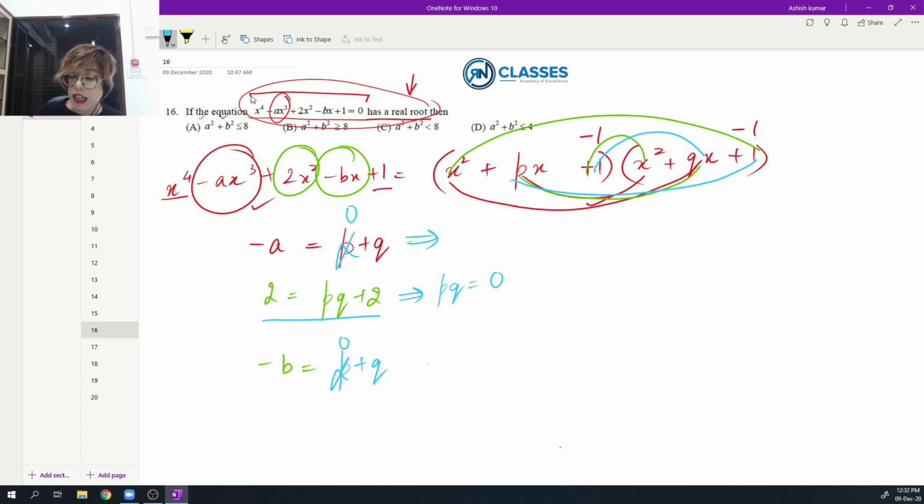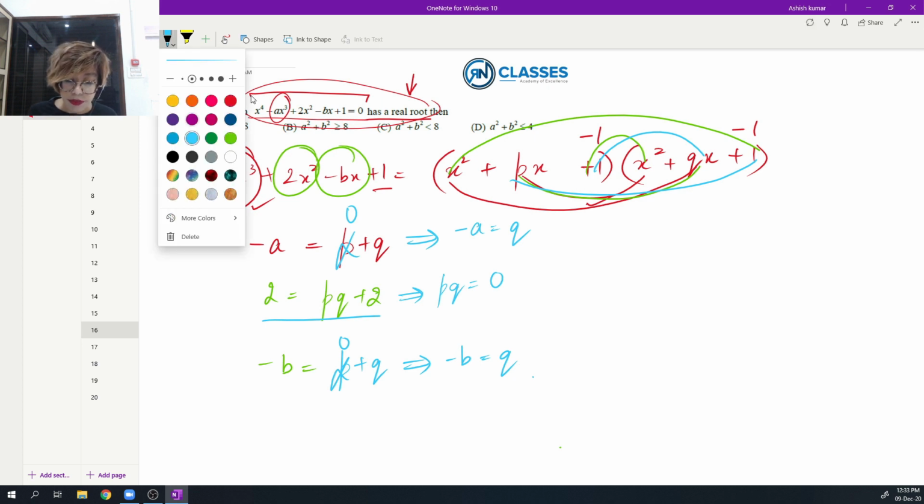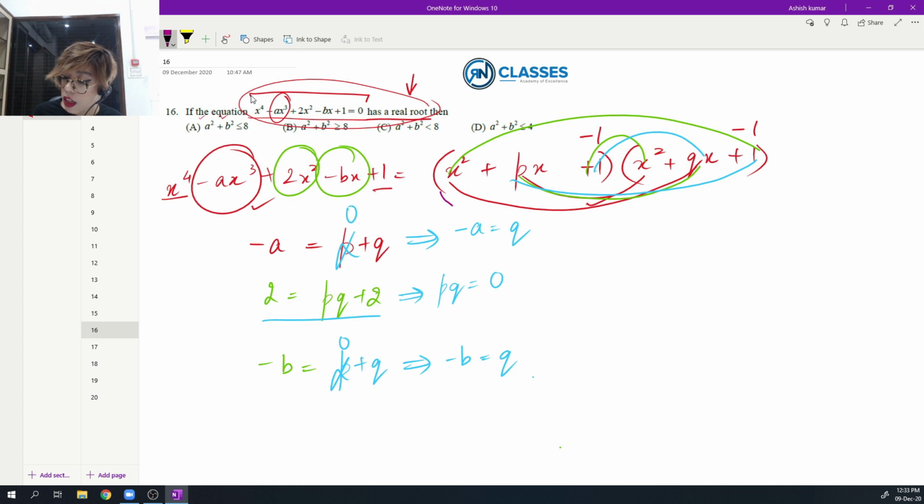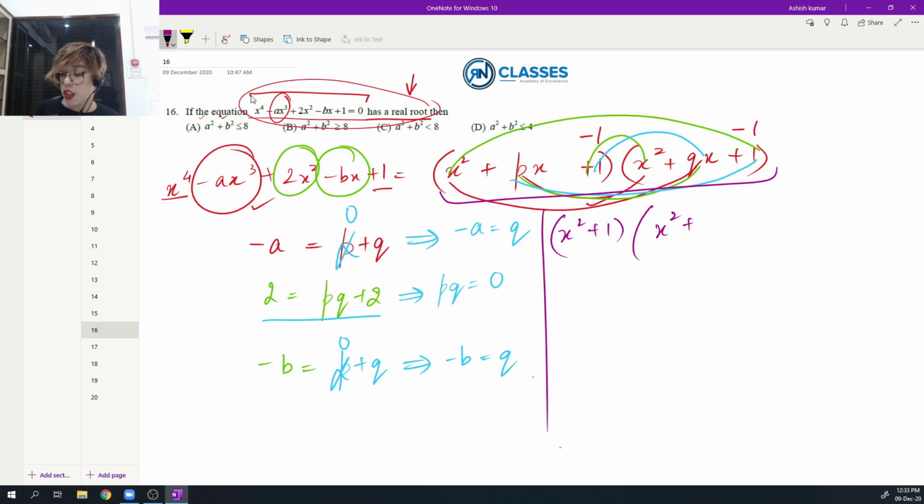From here I can say that minus a is equal to q, and from here I can say that minus b is equal to q. Alright, so let me rewrite my factors now. If I rewrite my factors, it will become x square plus 1 into x square plus, now in place of q put a, ax plus 1, right? Okay, linear, I need a real root. Do you think I can get my real root from here? x square plus 1, does it have a real root? Absolutely not, right? That means the real root I will get from here.